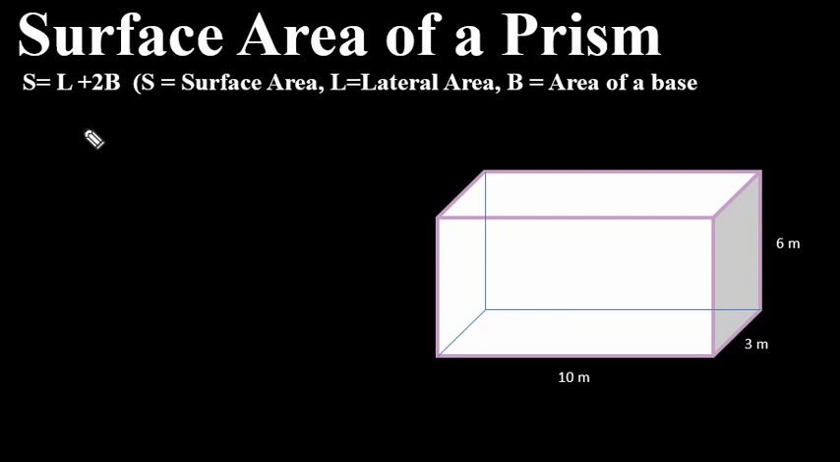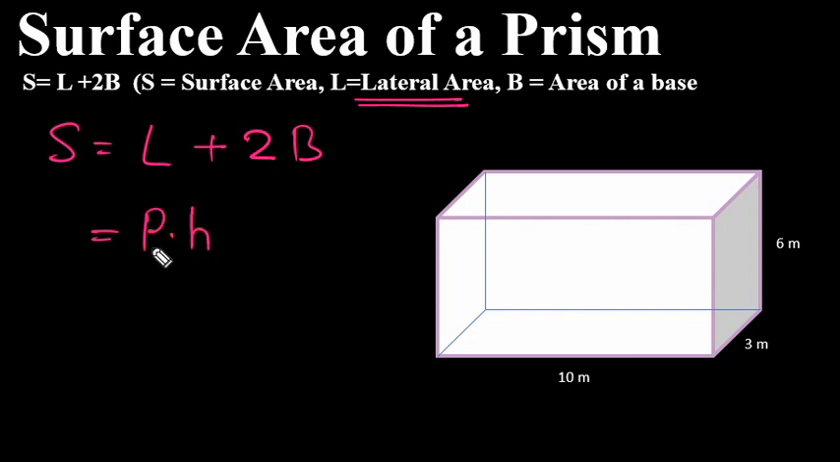Now how to find the surface area? The formula for the surface area of a prism is L plus 2B, where L is the lateral area, which we have studied: P times H, the perimeter multiplied by the height of the base. If you don't know how to find the lateral area, I will add the I icon on the top. You can watch that video and you will know how to find the lateral area. Plus 2 times B, where B is the area of one of the bases.